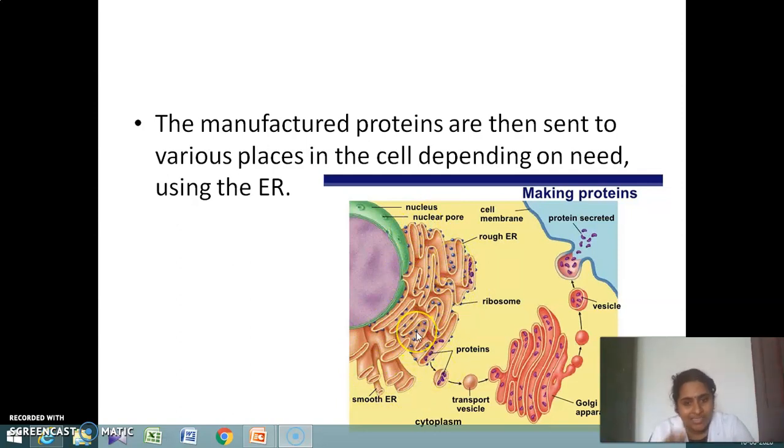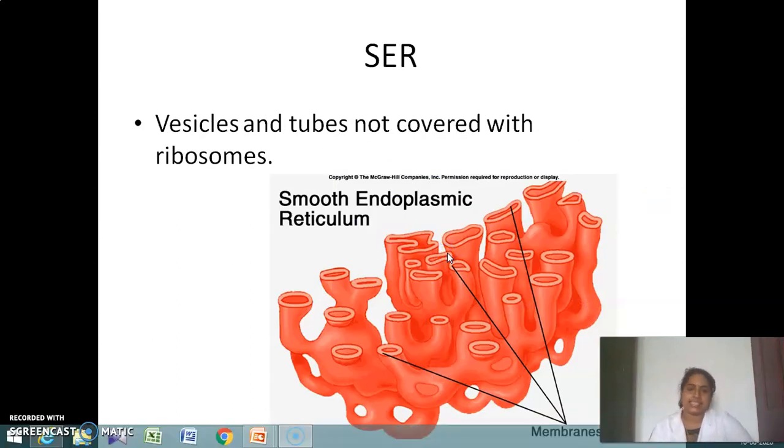So on these ribosomes, proteins are manufactured, proteins are synthesized, and these proteins will move to the required area with the help of another cell organelle, the Golgi apparatus. So this Golgi apparatus acts as a transporting vehicle. Okay, so the formed proteins will reach the required area. Clear, children?